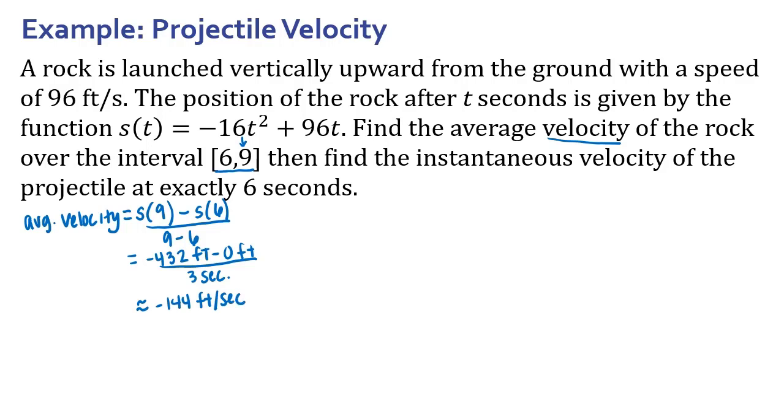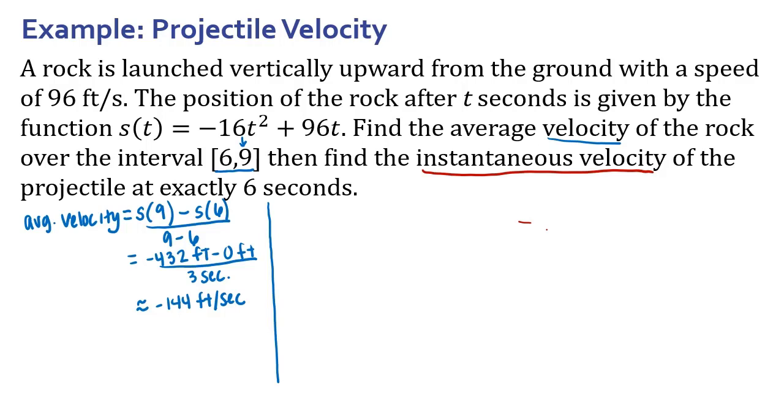So the average velocity of the rock over the interval 6, 9 is negative 144 feet per second. That means that the rock is falling, because it's negative, at a rate of 144 feet per second between 6 seconds and 9 seconds. Now, if we wanted to find exactly what that speed is, that's finding the instantaneous velocity of the projectile at 6 seconds.